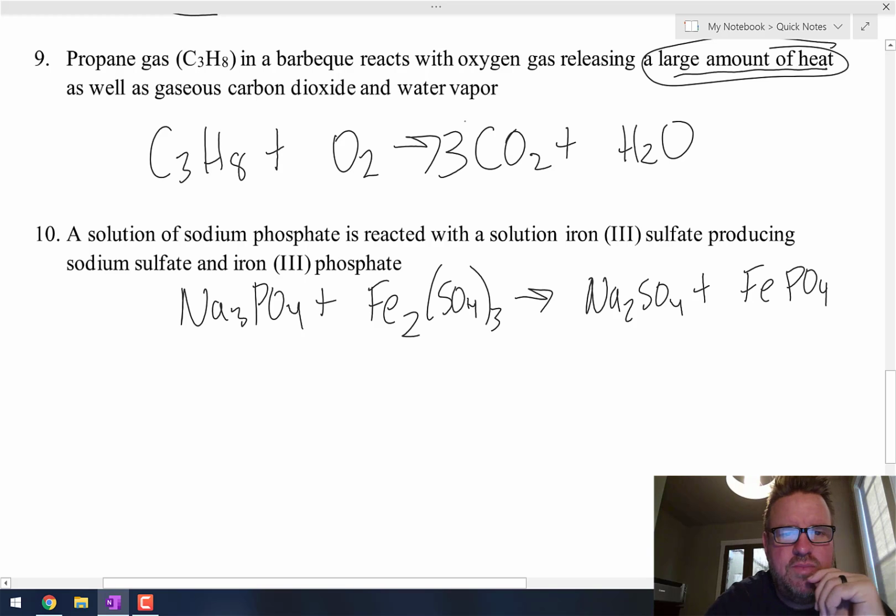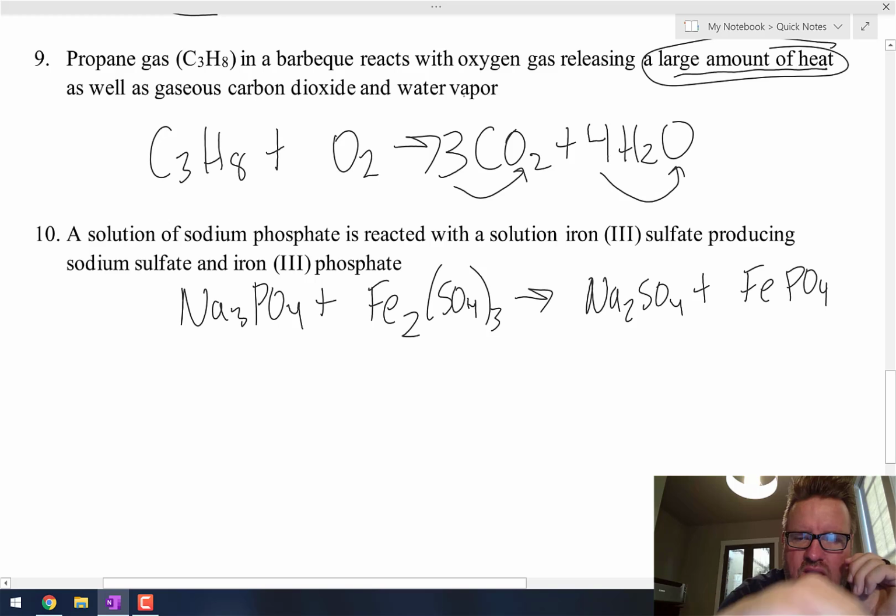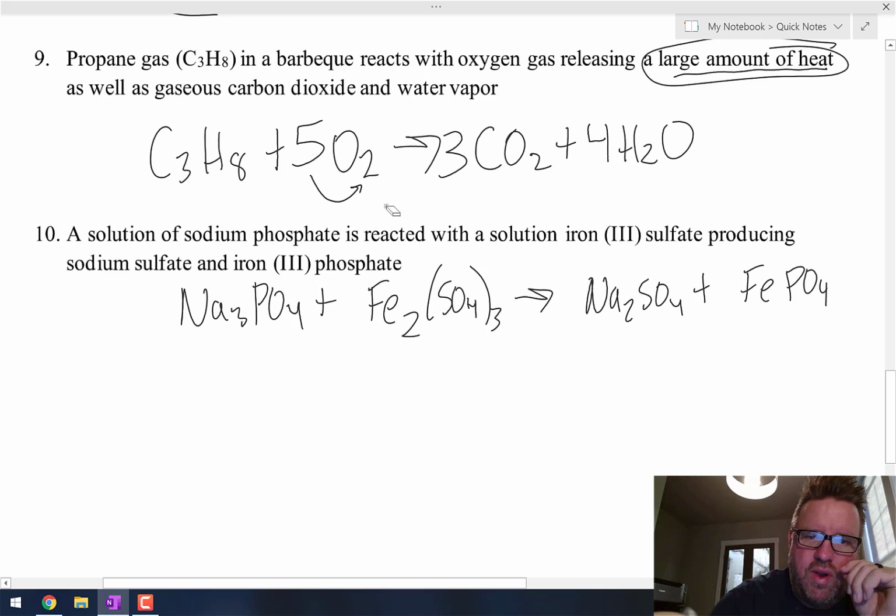Okay, for number 9, 3 carbons, 3 carbons. 8 hydrogens on the left-hand side, 8 hydrogens on the right-hand side. And then all total, be careful here, because 3 times 2 is 6, plus another 4 is 10. So that's 10 oxygen atoms, so we need a 5 right there, because 5 times 2 is 10. Okay, and that equation is now balanced.